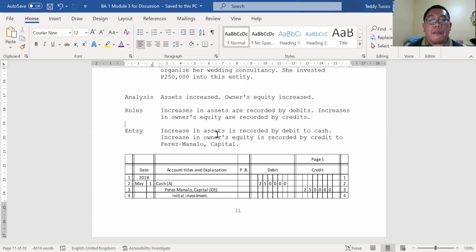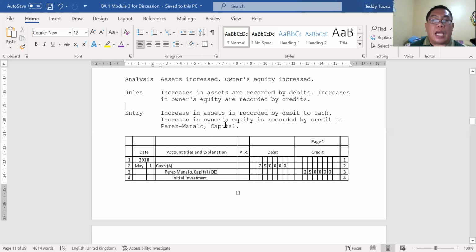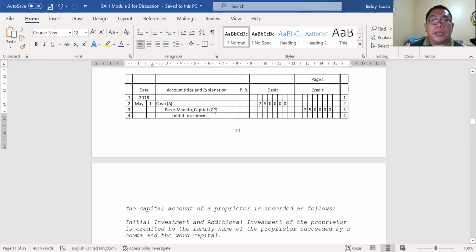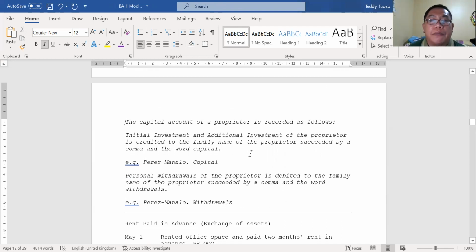So take note that the amount is also written on each money column of the account. The entry: increases in assets is recorded by a debit to cash, and the increase in owner's equity is credited to Perez Manalo, Capital. So the capital account of a proprietor is recorded using the initial investment and additional investment of the proprietor.